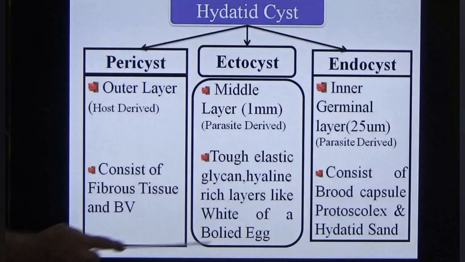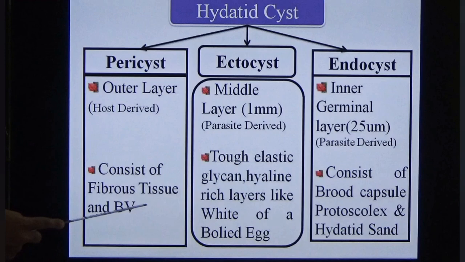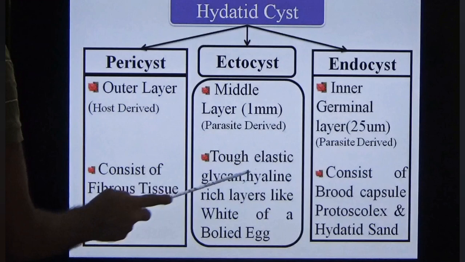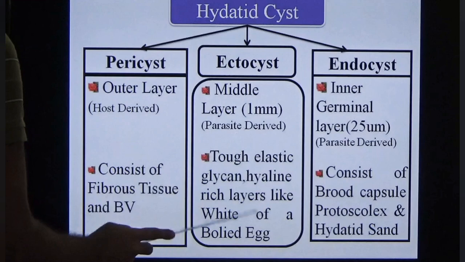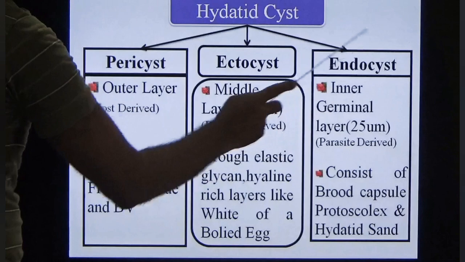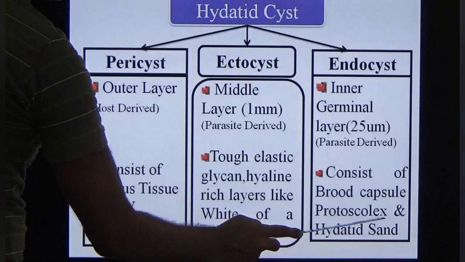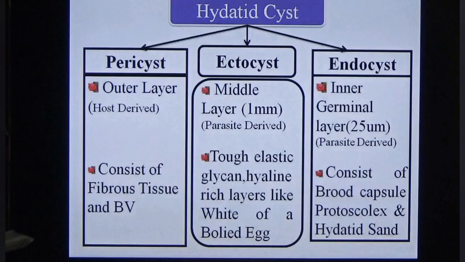Okay, so what is the pericyst? It consists of fibrous tissue and bladder cells of the host. The ectocyst is a tough, elastic, glycan, hyaline rich layer like the white of a boiled egg. The endocyst is the one that produces all the complications. The endocyst consists of three substances: brood capsule, protoscolex and hydatid sac.